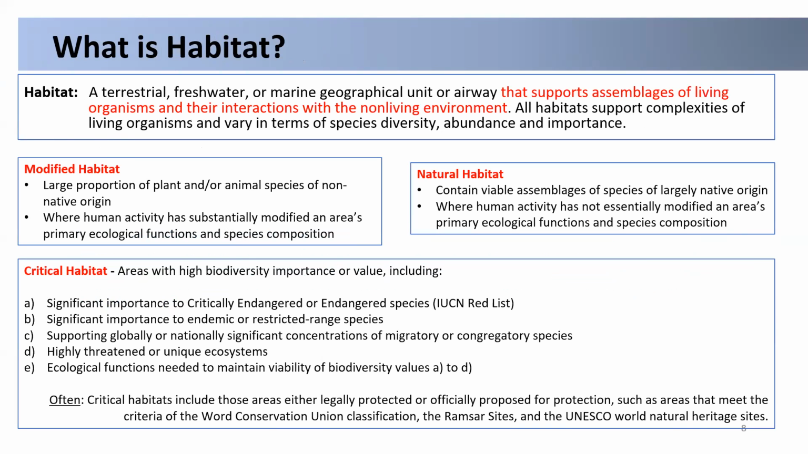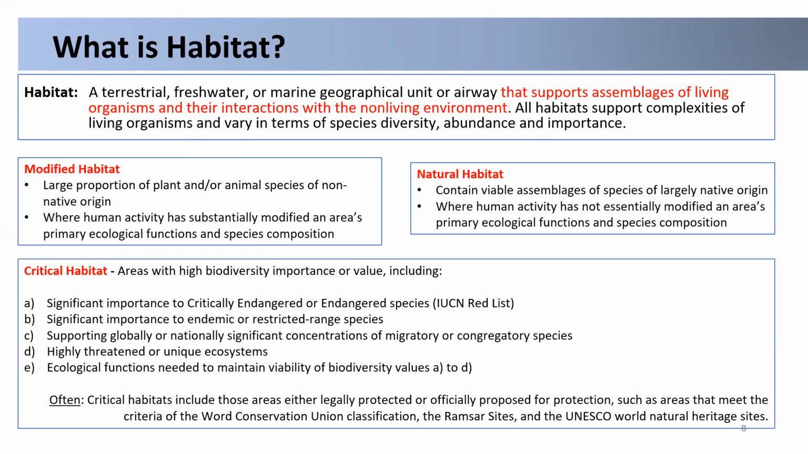So what is actually a habitat? There is some basic terminology that we need to understand before we dig into the differentiated approach. When we talk about a habitat, it's a terrestrial, freshwater, or marine geographical unit or airway that supports an assemblage of living organisms and their interactions with the non-living environment. All habitats support complexities of living organisms and vary in terms of species diversity, abundance, and importance. And this variation actually brought us to defining 3 types of habitats regarding their sensitivities and values.